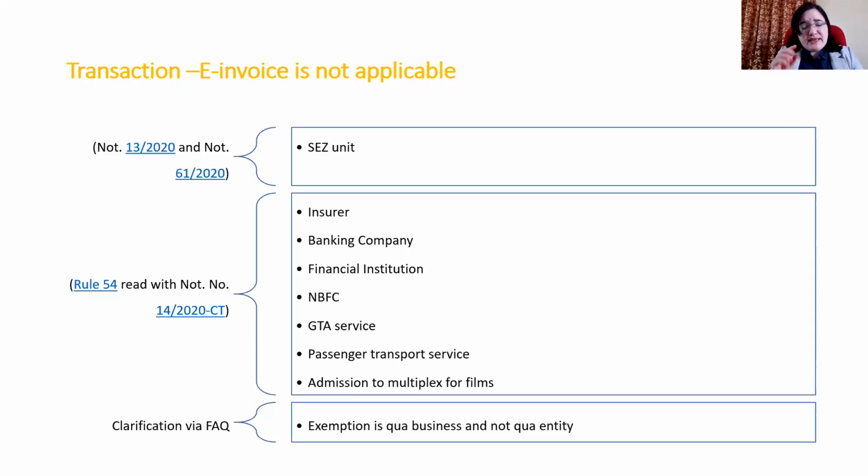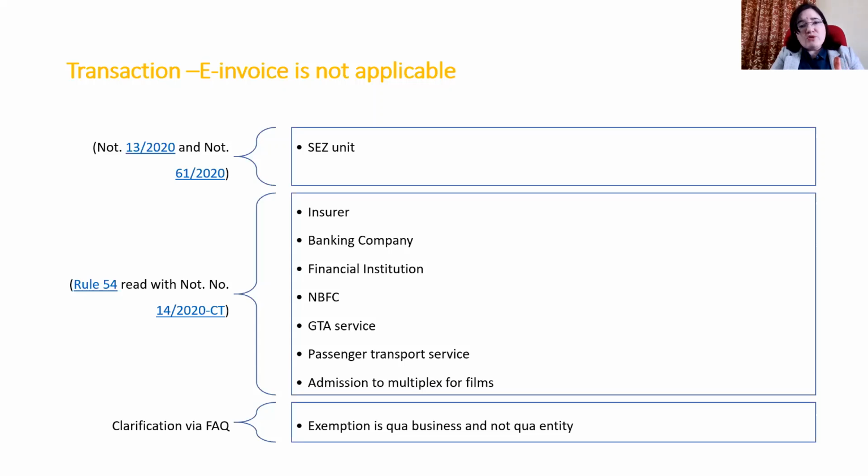Now, second, there are some entities which have been exempted. These entities are exempted by way of notification. Which are those entities? All other entities are liable to e-invoicing; only these entities are exempt. That is SEZ unit. So SEZ unit is exempted, but not the SEZ developer. The SEZ developer has to generate e-invoices, but the SEZ unit is exempted. Insurer, banking company, financial institution, NBFC, GTA, passenger transport, and multiplex. So these are the entities which are exempted from generating e-invoices.